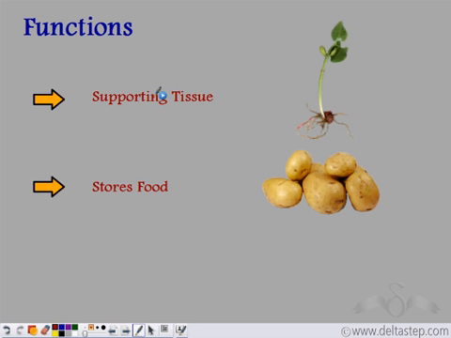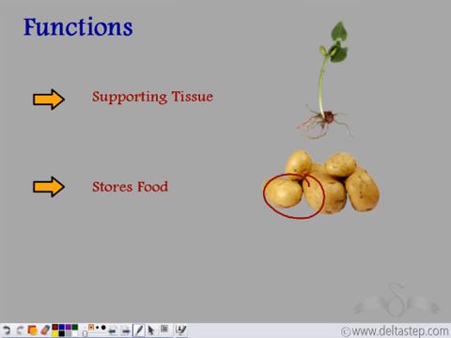Now see, potatoes, something that we all love, is also a plant part. These potatoes contain an abundant amount of these parenchyma cells among other cells. So parenchyma cells contain vacuoles in them, and those vacuoles store starch. So potatoes have an abundant amount of starch in them because of the presence of a lot of parenchyma cells.